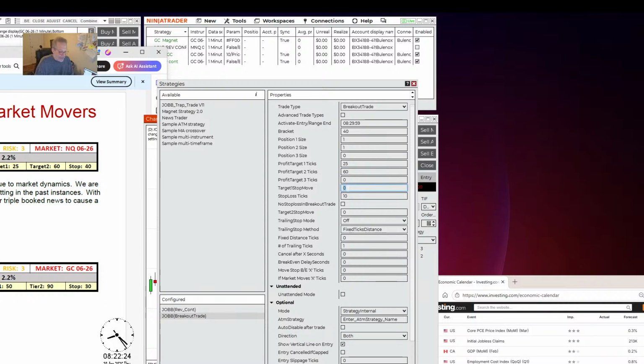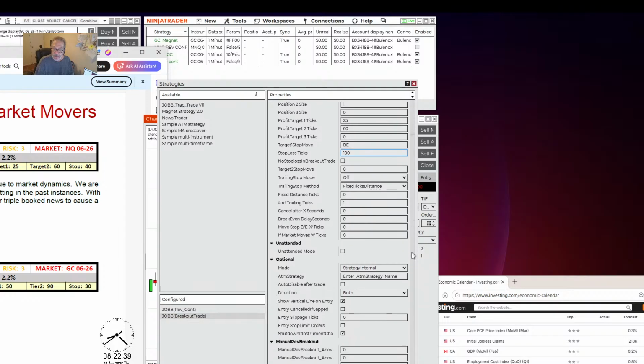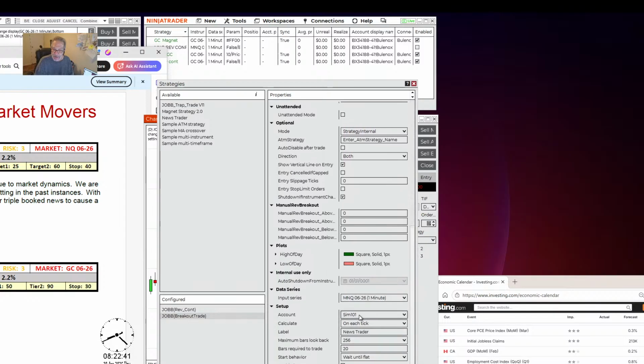Target 1 stop move: if we hit our first target, we'll move to break even. I would use a $25 stop on the micro MNQ. Okay, bigger stop. Target 1 stop move BE. We're going to label this MNQ breakout.